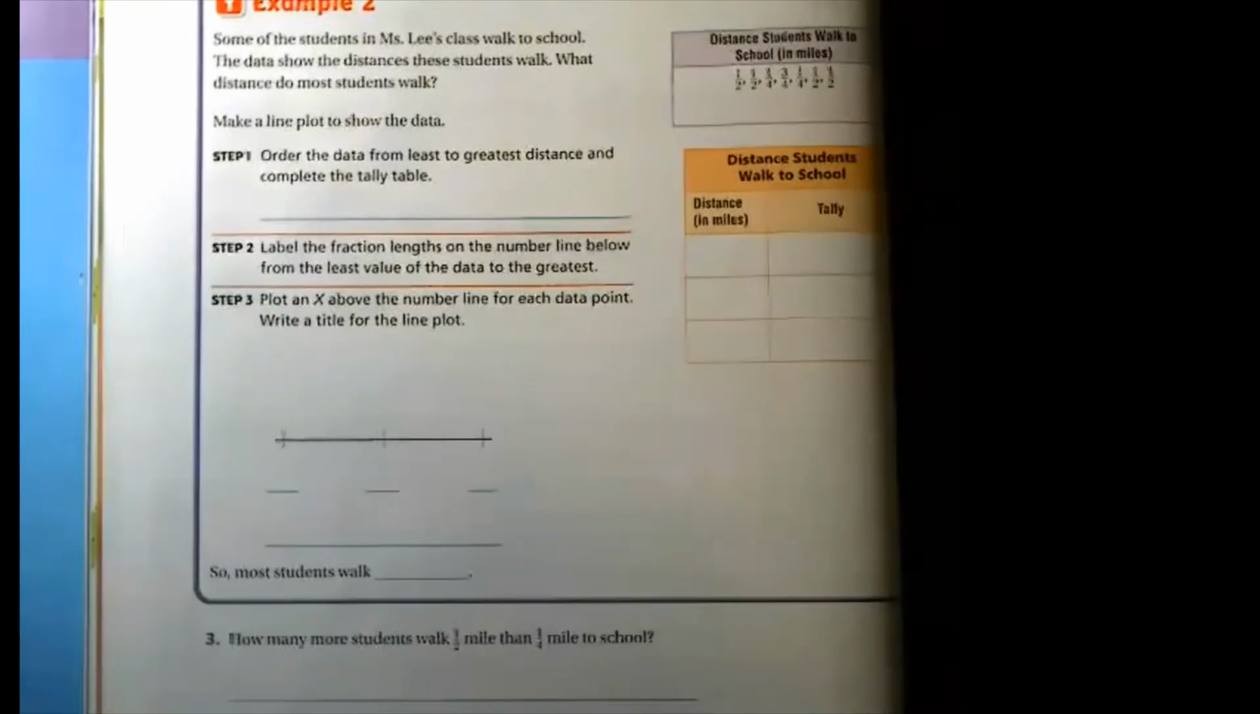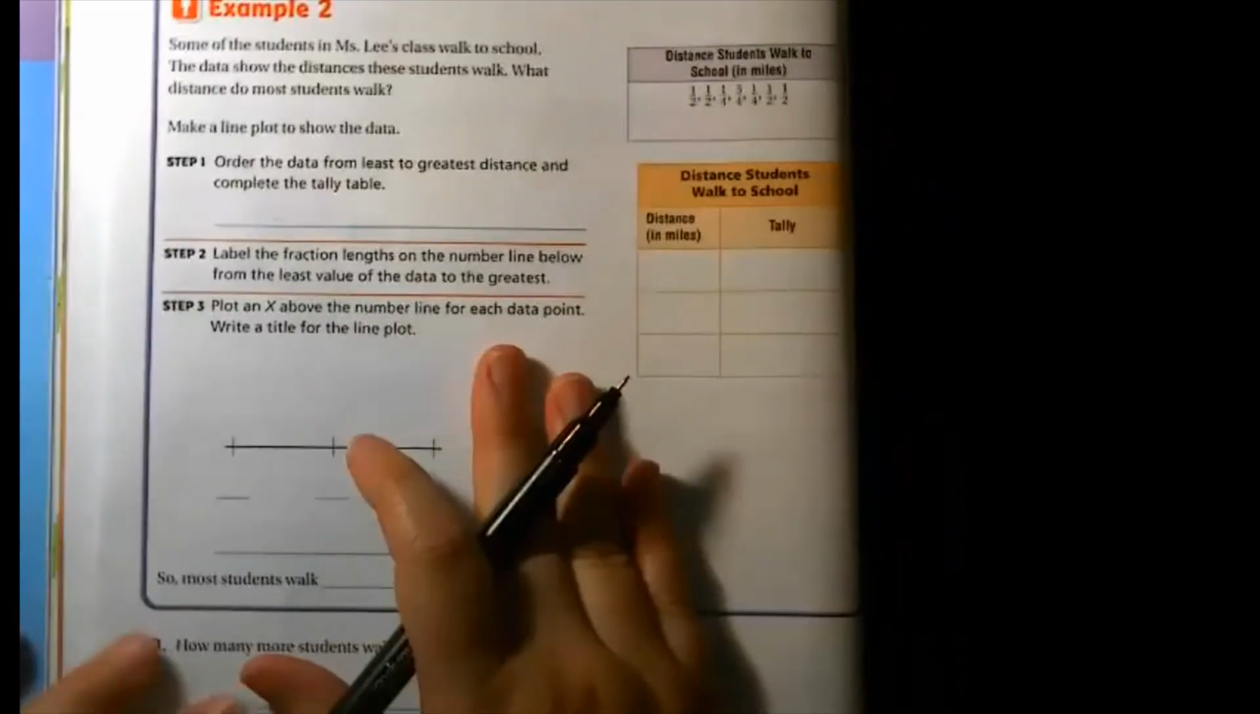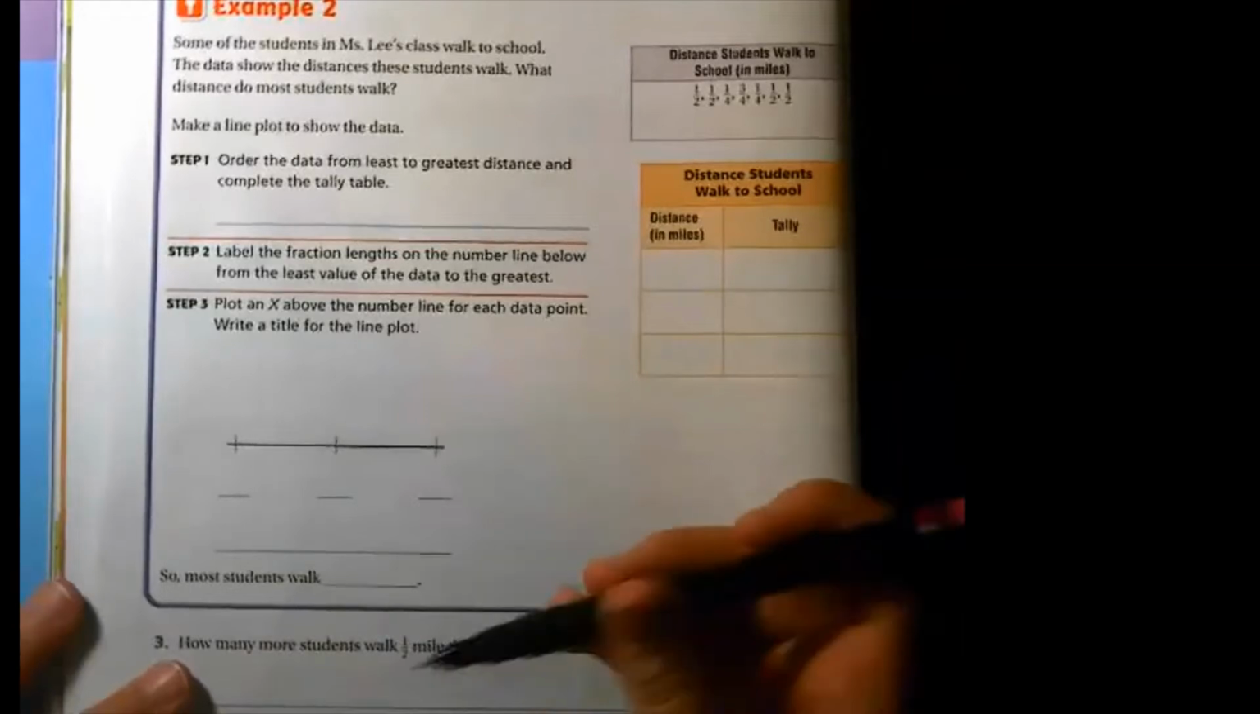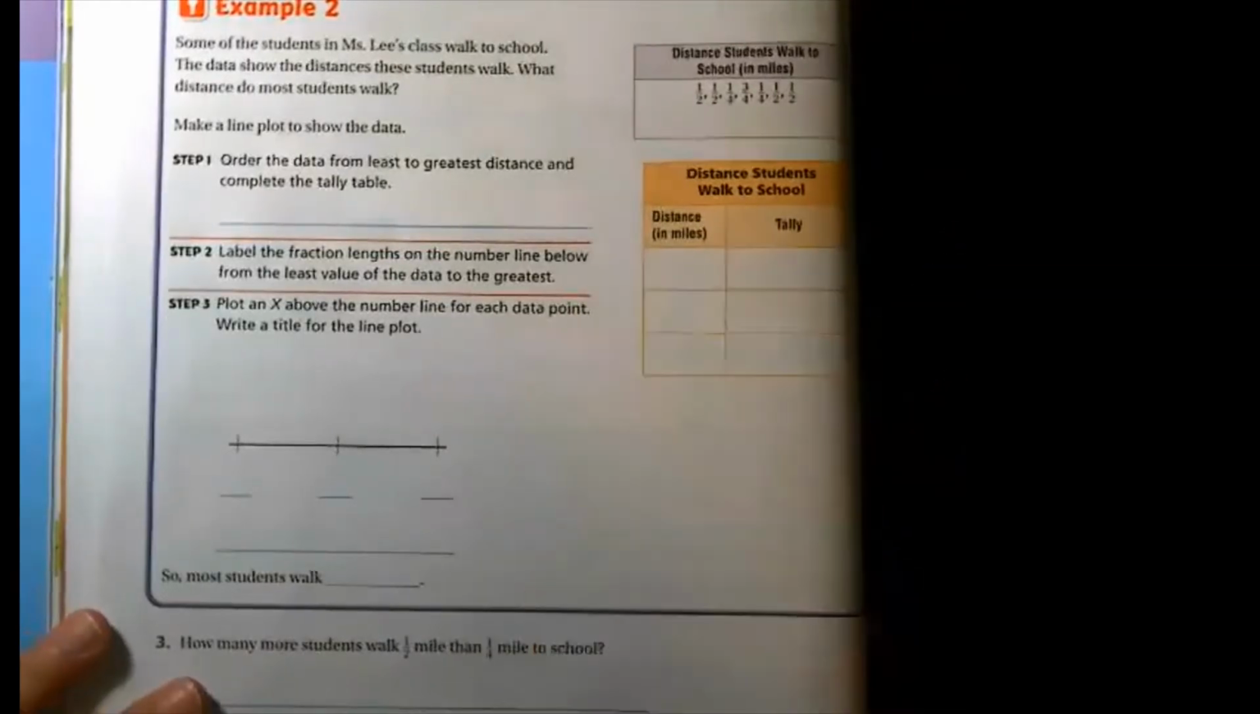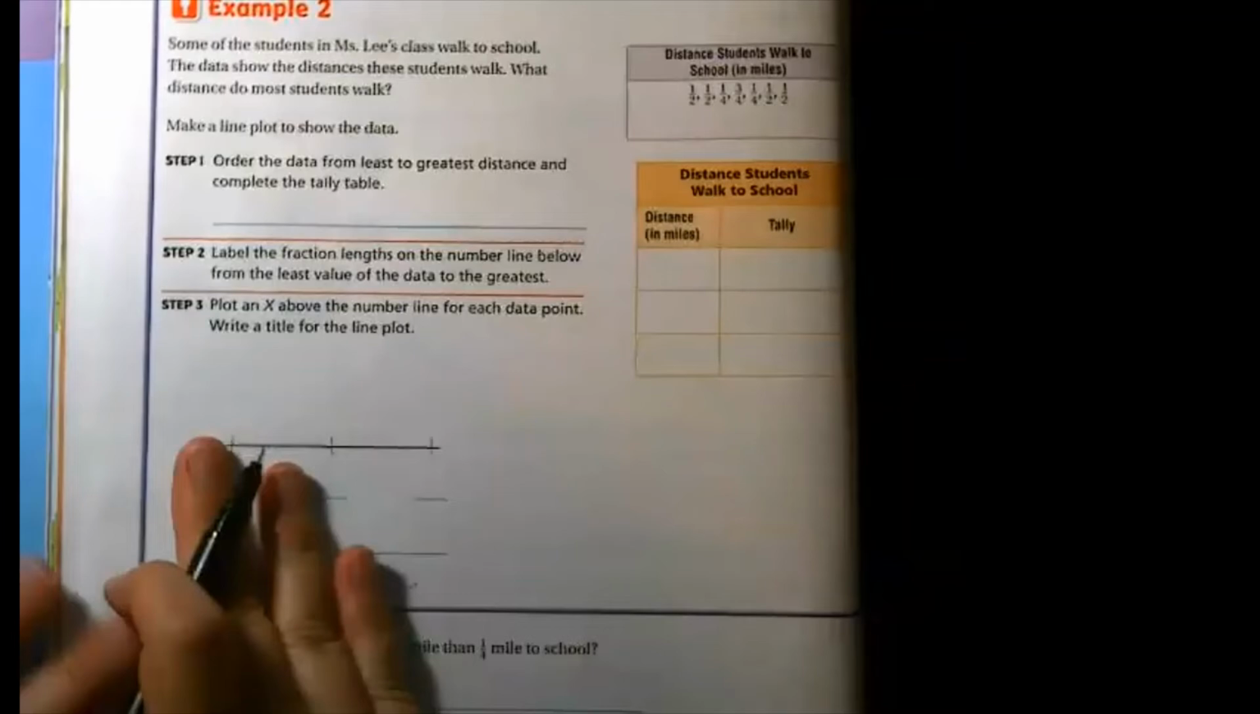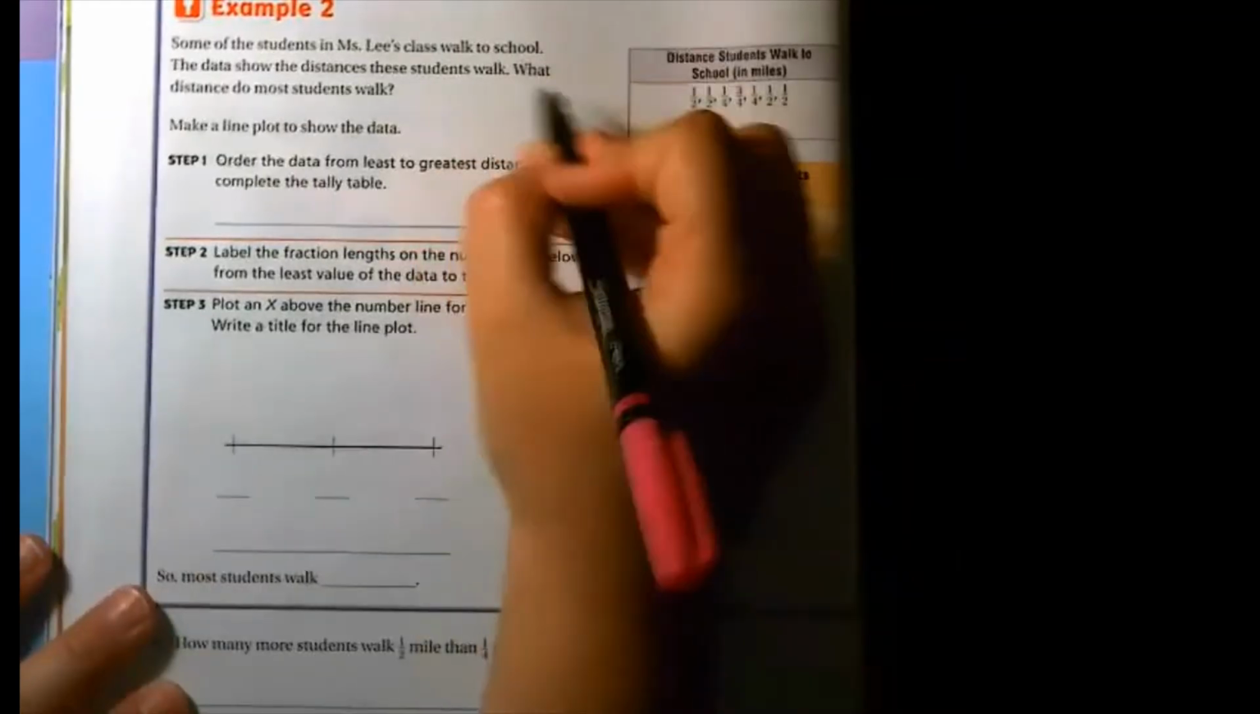All right, our next problem says, some of the students in Miss Lee's class walk to school. The data show the distance these students walk. What distance do most students walk? So what distance do most students walk? We want to know which one of our fractions has the most X's up above it.